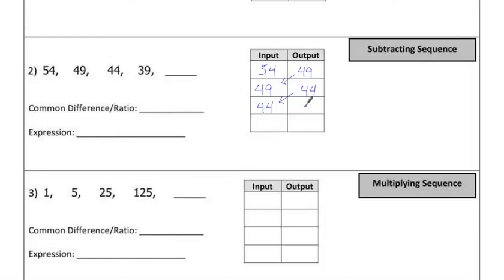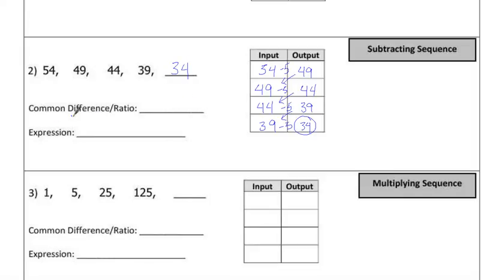44 is the input, and then the output should be 39. And then 39 should be the input, and then we're going to get our output here. You can see they're getting smaller by a little bit, so I'm going to be subtracting. In this case, I'm going to be subtracting 5. So if I subtract 5, I get to 49, and 49 minus 5 gives me 44, and 44 minus 5 gives me 39, and 39 minus 5 lands me with 34. So 34 is the answer to the sequence that they're missing.